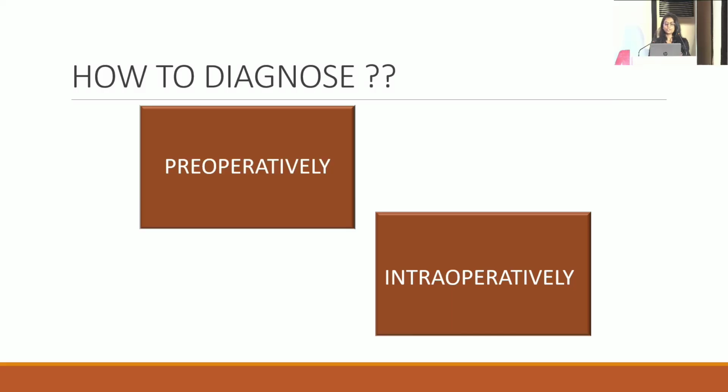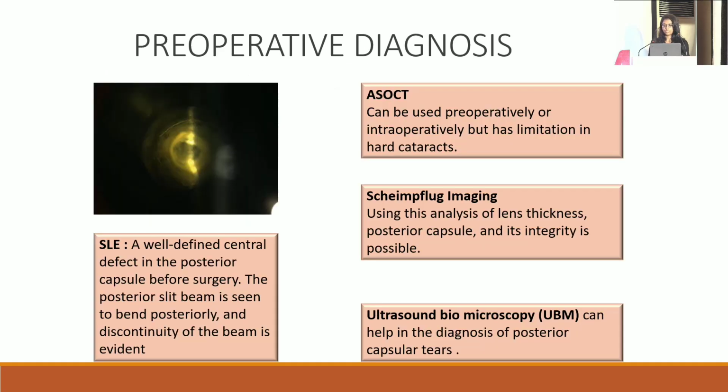How to diagnose it preoperatively and intraoperatively? Preoperatively, there are certain signs by which we can see that the posterior capsule is deficient, such as on slit lamp examination, as in posterior polar cataracts, where we can see the posterior slit beam is bent posteriorly and discontinuity of the beam is seen. ASOCT, UBM and Scheimpflug imaging can also be used, but they have a limited role in preoperative diagnosis.